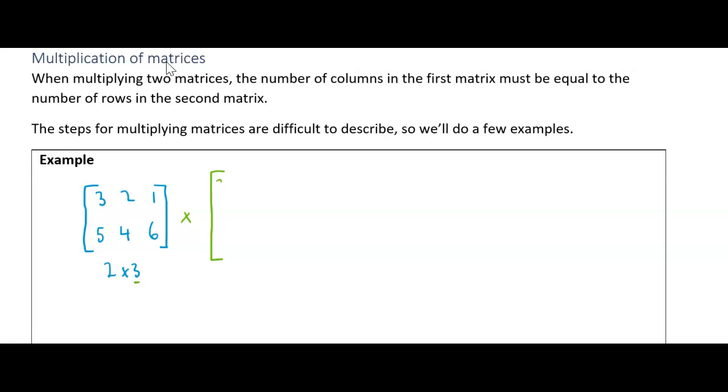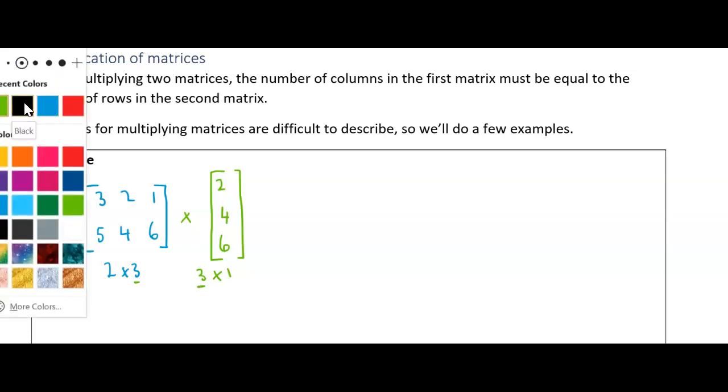So let me just do 2, 4, 6. Now, it doesn't matter how many columns this second matrix has, as long as it has 3 rows. So I might make it just a 1 for now, a 3 by 1. All right, so these 2 numbers have to be the same.